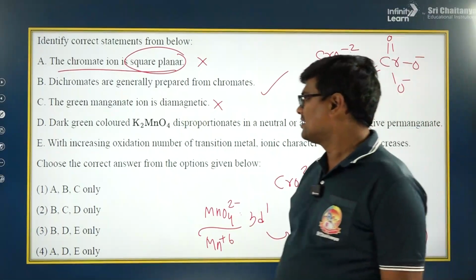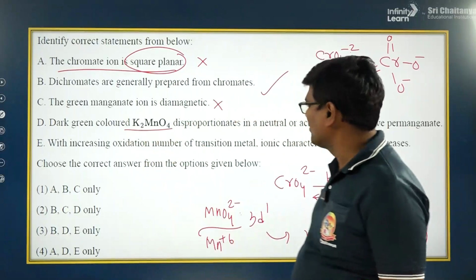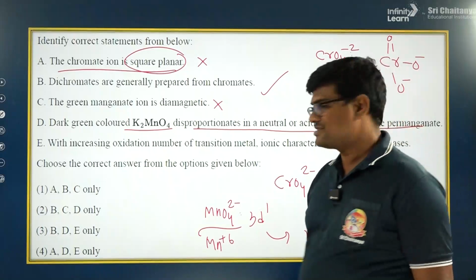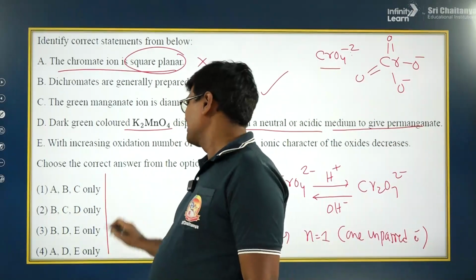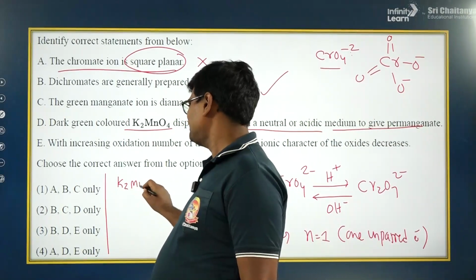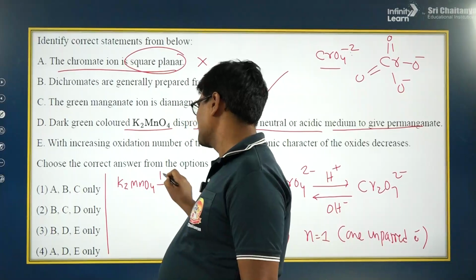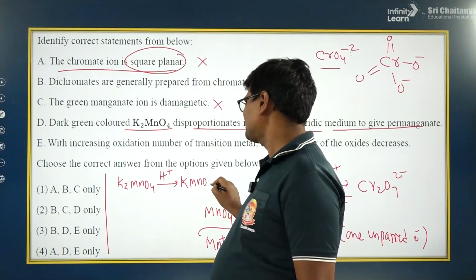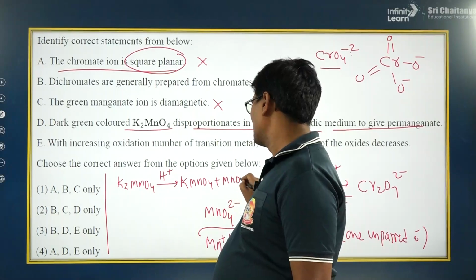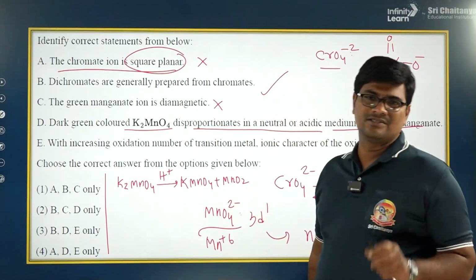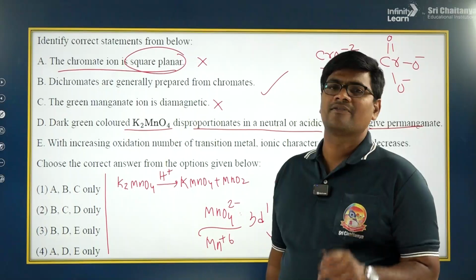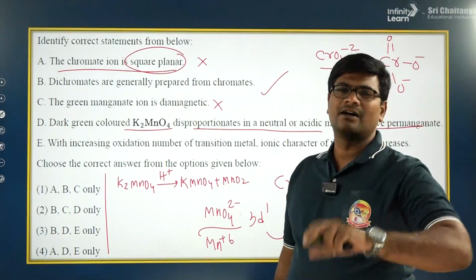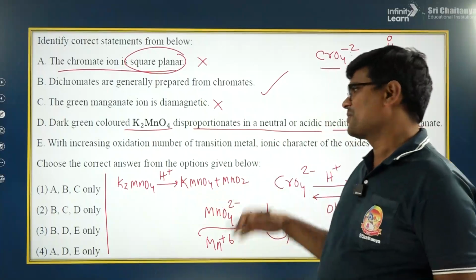The next one. The dark green colored K2MnO4 disproportionates in neutral or acidic medium to give permanganate. That is also a right statement. It is mentioned in NCERT. K2MnO4 undergoes disproportionation in acidic or neutral medium to give KMnO4 and MnO2. So this is a preparation method of potassium permanganate from manganate. If you make the solution a little acidic or neutral, it undergoes disproportionation.